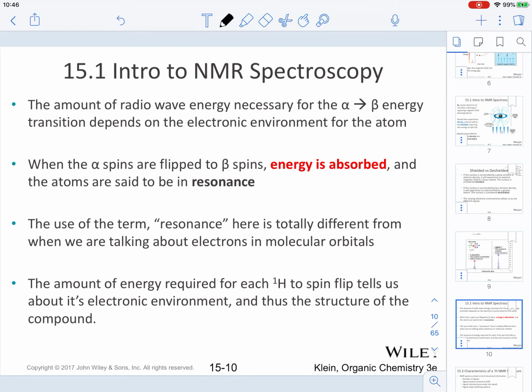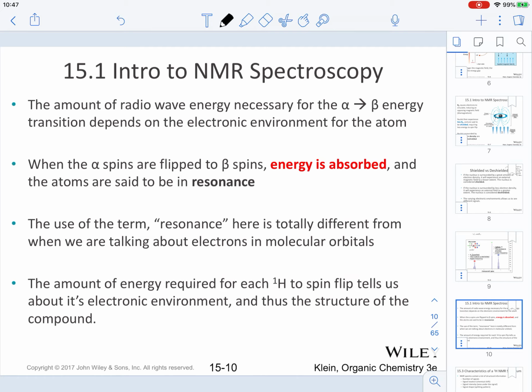Now, understand that this term resonance, again, is specifically from flipping from the alpha state to the beta state. It is not related to the topics that you talked about previously when it comes to electrons and molecular orbitals and them being in resonance, just because there are some areas of the molecule where some molecular orbitals can be filled. So it doesn't have to do with that. I just wanted to clarify that.